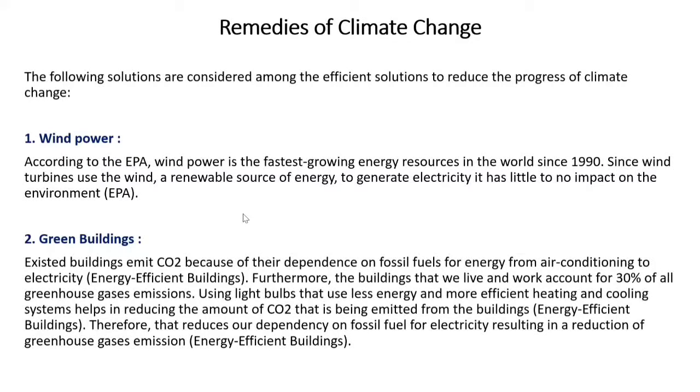Remedies of climate change. The following are considered among the efficient solutions to reduce the progress of climate change. So basically there are three remedies of climate change. First, wind power. Second one is green buildings, and third one is methane leaks. So let's look at the first one, wind power.